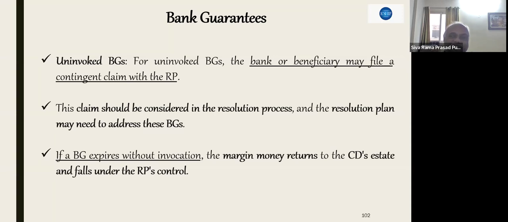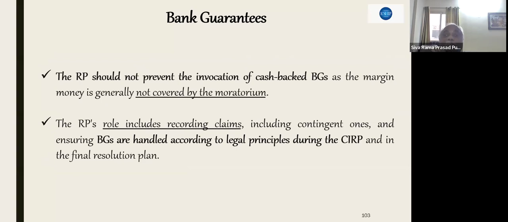CD means the estate falls under the IRP's control. So the bank has to return that particular margin as well as the security. The RP should not prevent invocation. Cash-backed BGs, as margin money, are generally not covered under the moratorium. The RP's role includes recording claims, including contingent events.